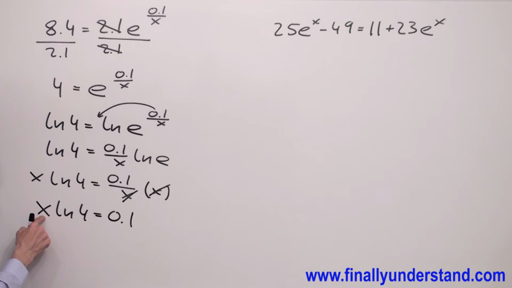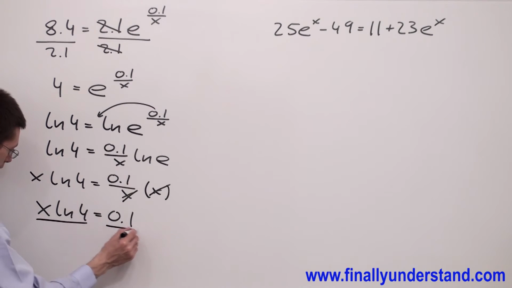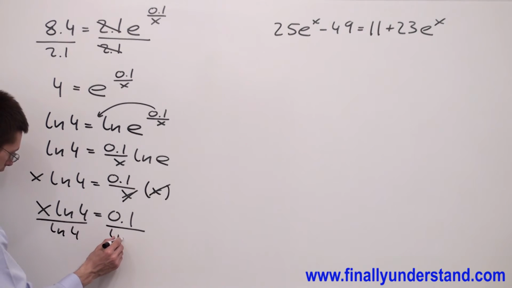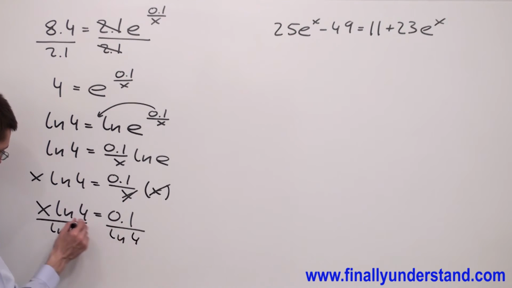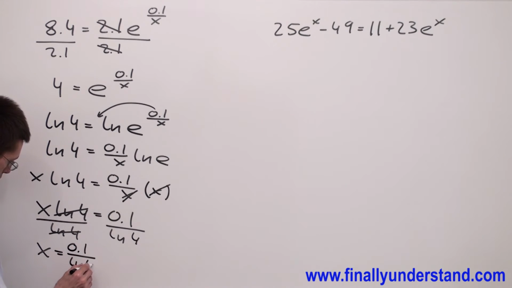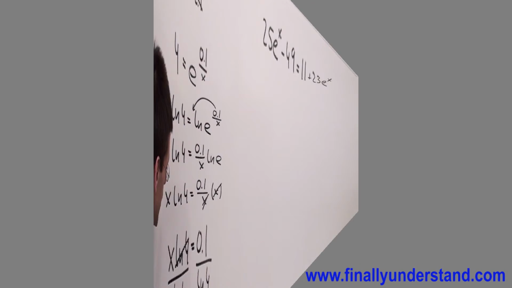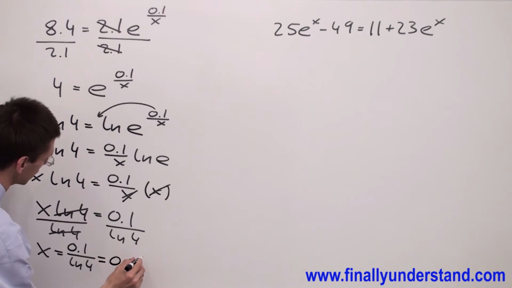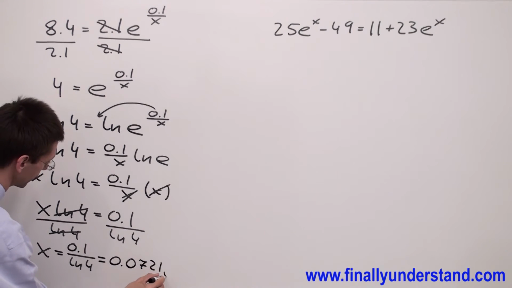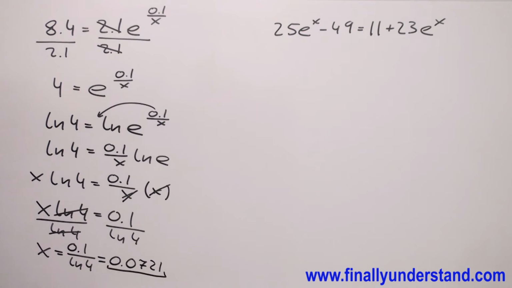In order to find value of x, I'm supposed to divide both sides equation by ln 4. Natural log of 4. ln 4 and ln 4 will cancel out, and I have x equals 0.1 over ln 4, which is equal 0.0721. This is the solution to my problem.